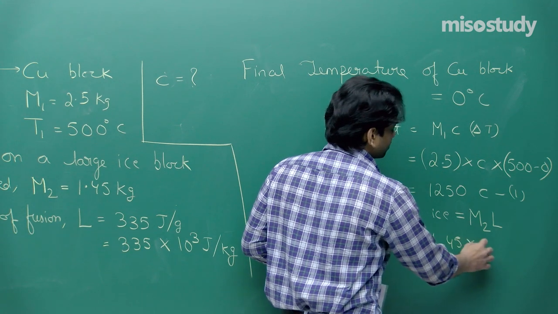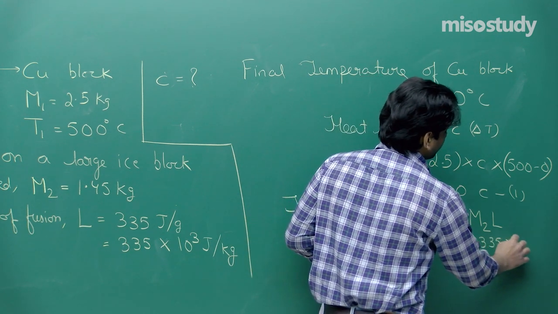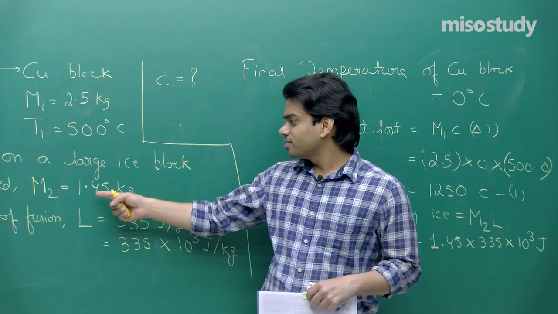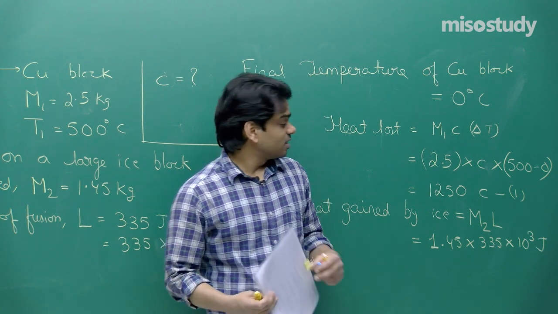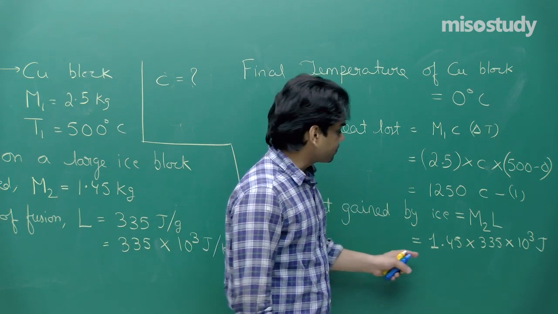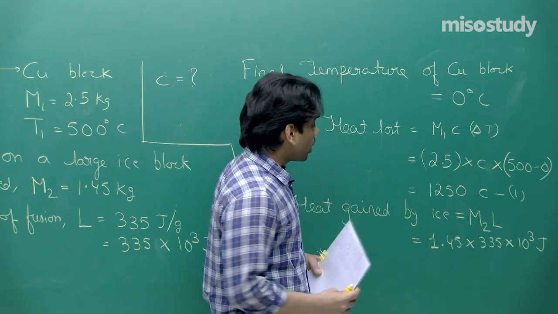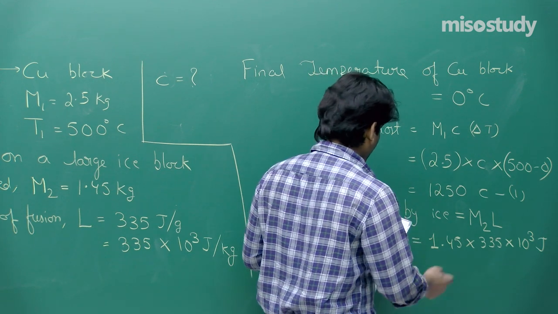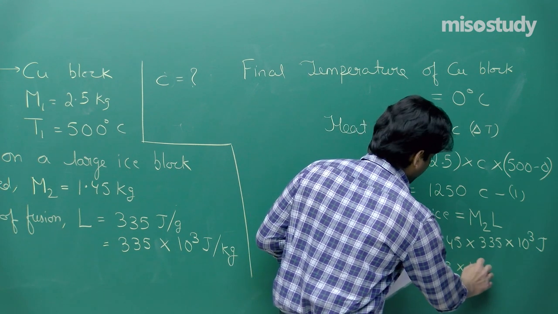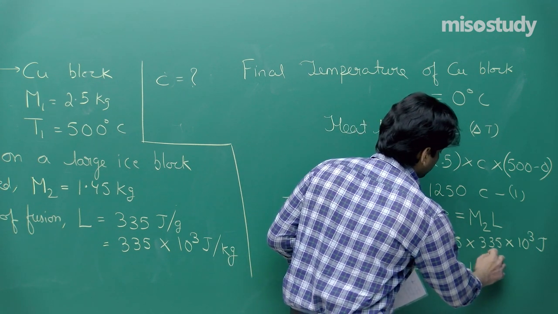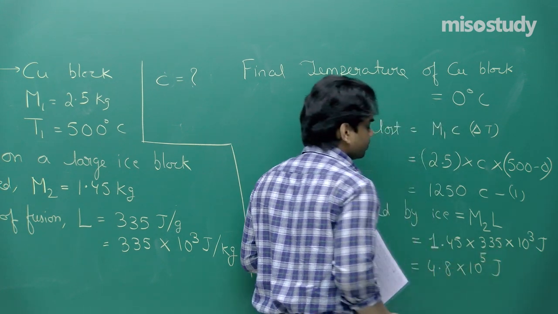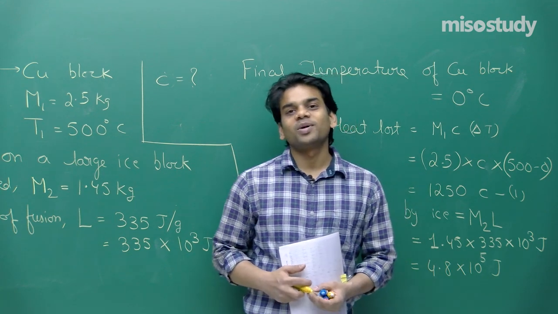1.45 multiplied with 335 into 10 to power 3. The result will be in joules. 1.45 is the amount that has melted. 335 into 10 to power 3 joule per kg, that is the latent heat of fusion. Let us simplify it. So I'll just write directly the value, that will come out to be 4.8 into 10 to power 5 joules. This is what you will be obtaining, 4.8 into 10 to power 5 joules. This will be the value of heat gained by ice.